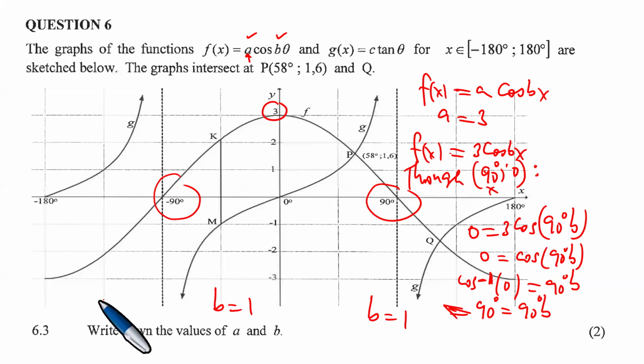B equals 1, which means that A equals 3, as we've already seen, because it is the amplitude of the function, with B equals 1. So that is the answer. Next point. Write down the values of A and B: A is 3 and B is 1.